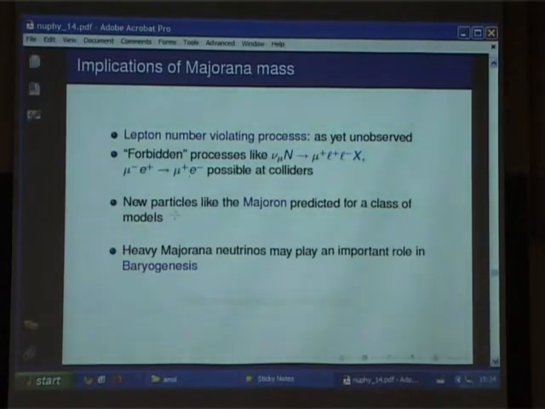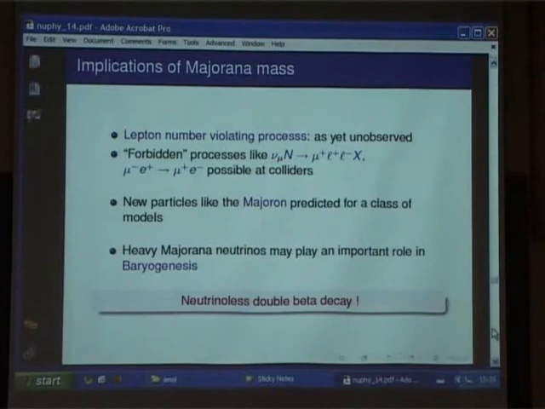There are some classes of models which predict some new particles called Majorana. Let's not go into that. This is again something that I will perhaps come to at the end of this lecture when I talk about neutrinos in cosmology. If you want to create baryogenesis, which is why we have more particles than antiparticles in the universe, then to achieve that we will need some heavy Majorana. So all these will come as applications of having Majorana neutrinos, with consequences. We'll see some of them in the next classes.